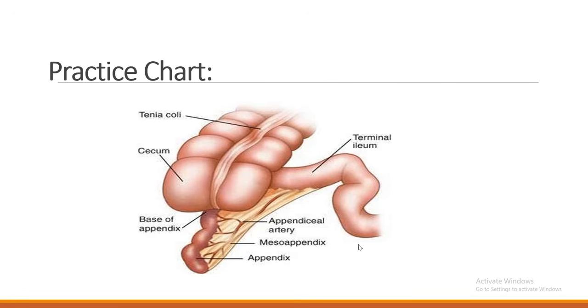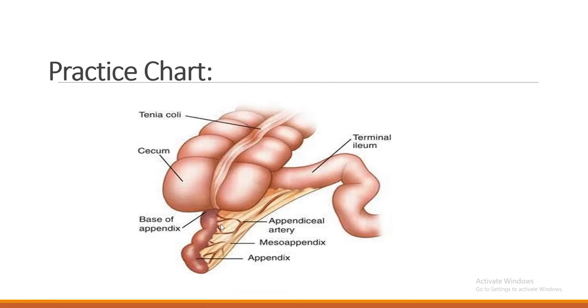Whenever you code any chart, you need to know the anatomy of that anatomical area. As I told you, we are going to learn about appendectomy, so we need to know about the appendix first, because these same words will appear in the operative report also. That is the reason. First of all, we need to understand the anatomy.